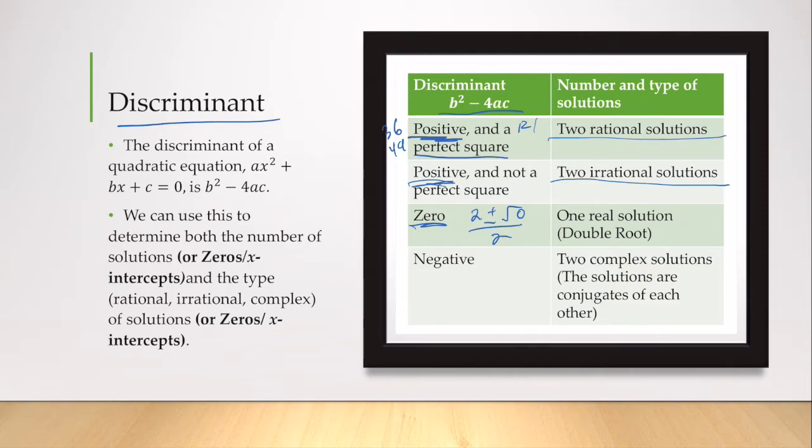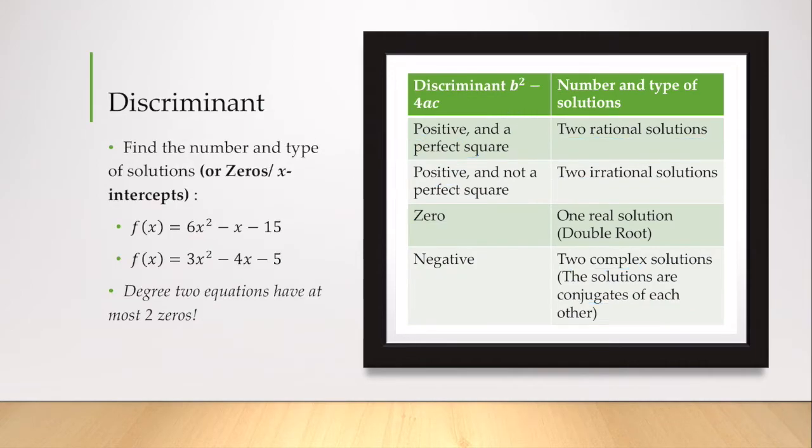And if my discriminant is negative, remember that's what's under the radical, we're going to have two complex solutions. We're taking the square root of a negative number, and my solutions are actually going to be conjugates of each other. So, fun fact.